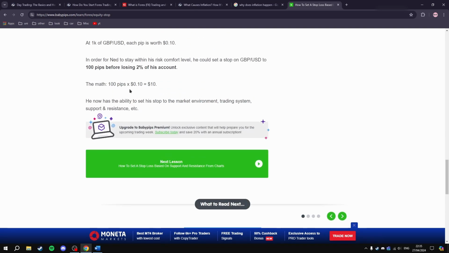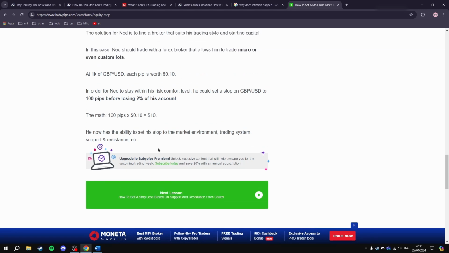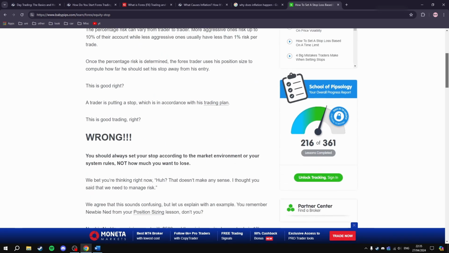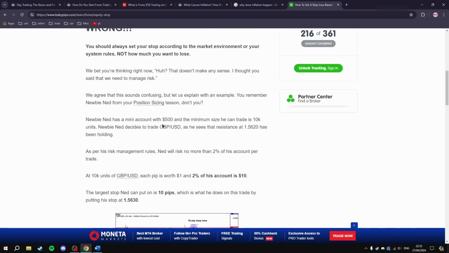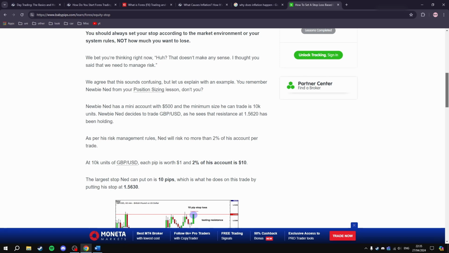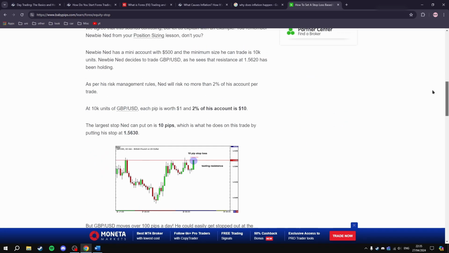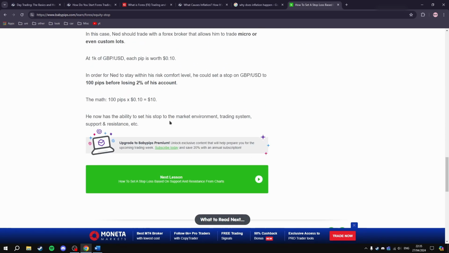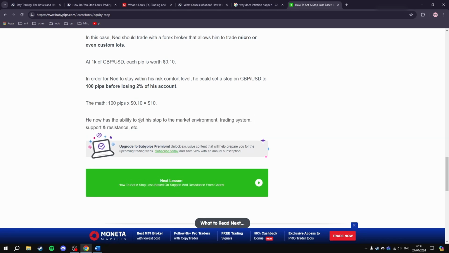The maths: 100 pips times 10 cents, or $0.10, is $10. Which is still the same because he's still willing to risk 2% of his $500 account, which is $10. So he now has the ability to set his stop according to the market environment, trading system, support and resistance, etc.